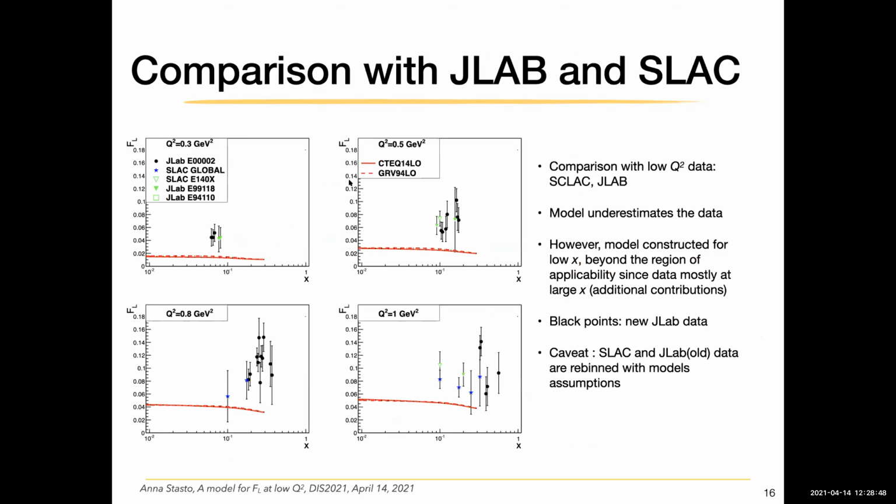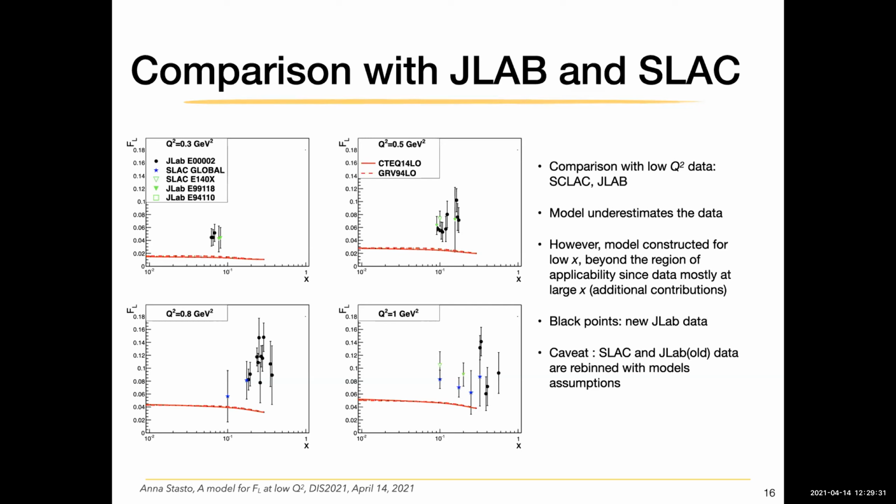For the low Q-square data, these are the lowest Q-square data available, and they come from JLab and SLAC. Here you have 0.3, 0.5, 0.8, and 1. This is the model, and these are current data. As it stands now, the model underestimates the data. This is hardly surprising. The model was constructed for low X, so in some sense, it's the region beyond the applicability of this model. This is what we have now.